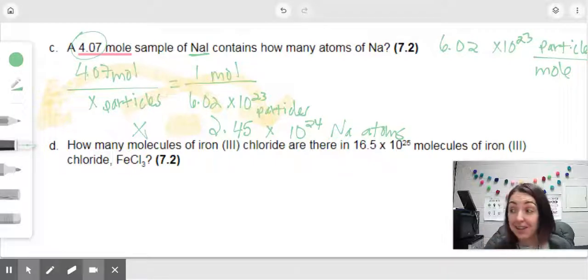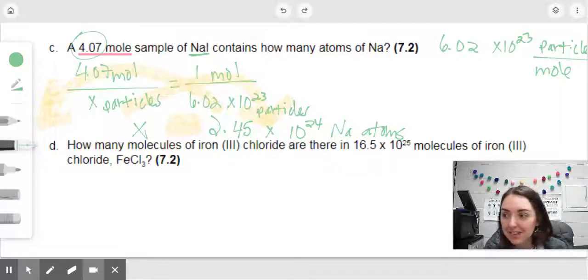Notice how I don't leave out that scientific notation, and you might see that scientific notation as E to the 24 in your calculator. Know that that means the same thing as 10 to the 24. So if your calculator says E to the 24, it means the same thing as 10 to the 24. So just keep your eye out for that. And that's how we go from moles to particles.